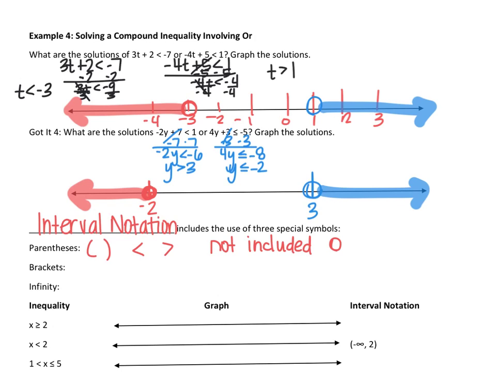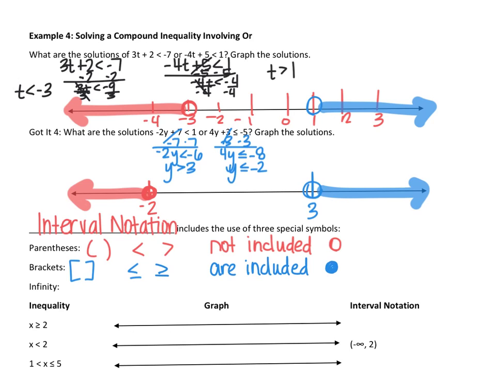Then you've got brackets. That's when you have less than or equal to or greater than or equal to. That's when the endpoints are included. And that's also when you have closed circles on the number line.